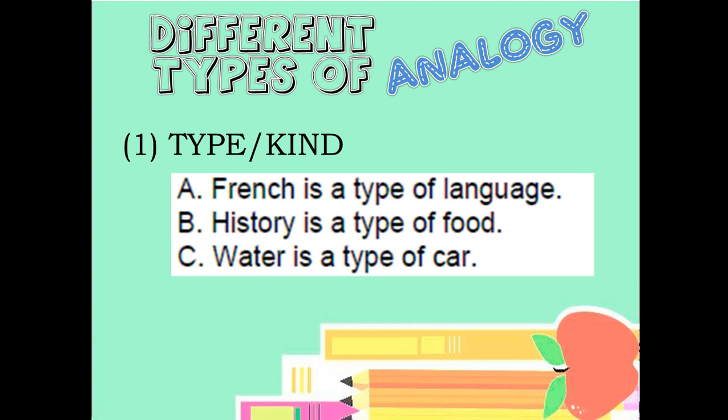A. French is a type of language. B. History is a type of food. Or C. Water is a type of car. Which do you think has the correct or logical analogy? That's correct. Letter A, because French is a type of language. History is not food. History is a subject. And water is not car. Water is an element. That is under type or kind.